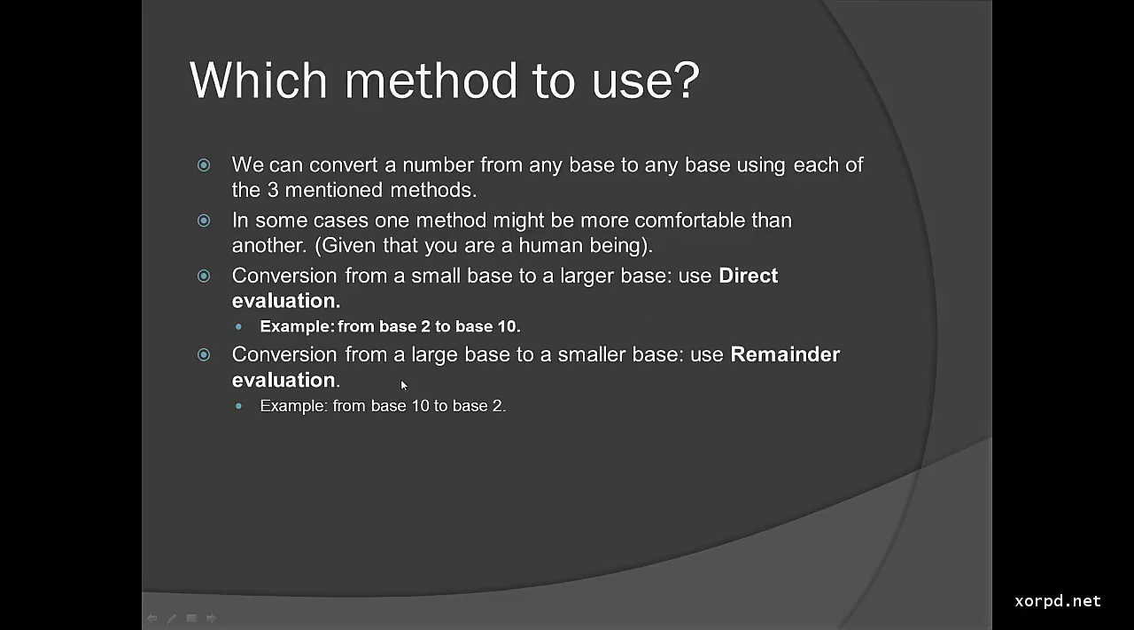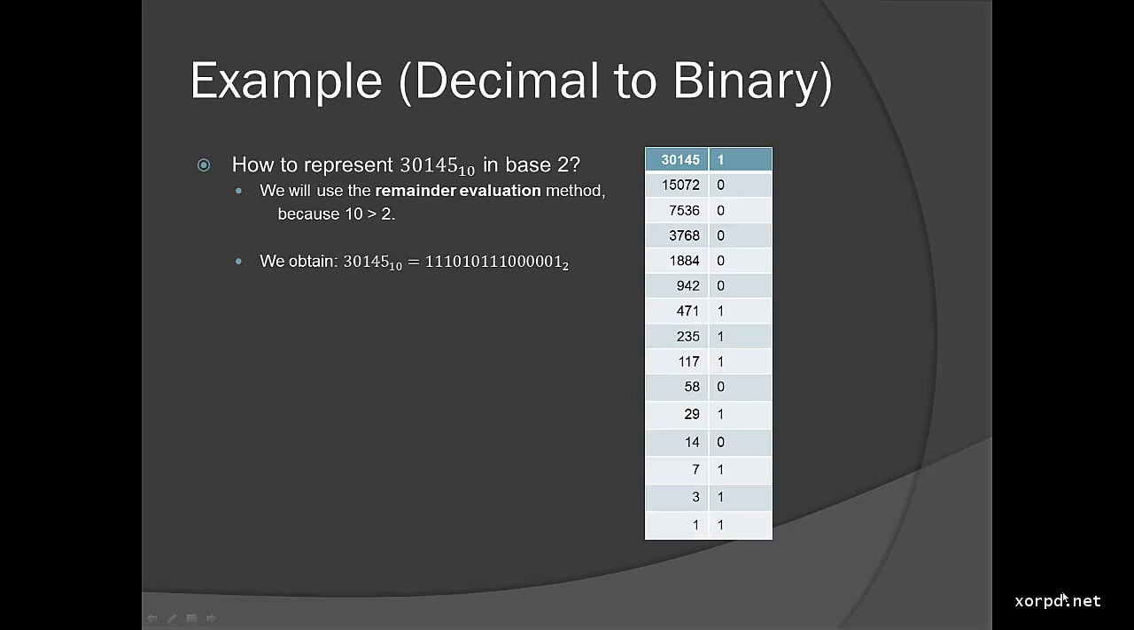Another tip, whenever you convert from a large base to a smaller base, I recommend to use the remainder evaluation. For example, whenever you convert some number from base 10 to the binary base, to base 2. We are going to look at some examples, mostly to make sure that you know how to choose yourself which method is the best one for every case.